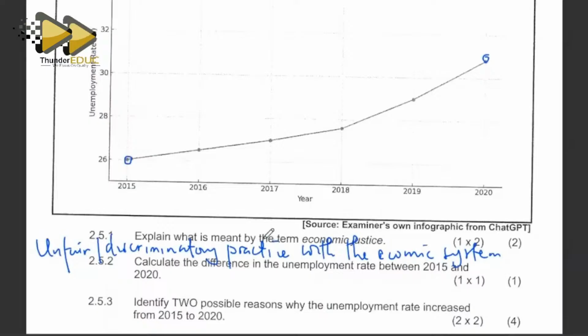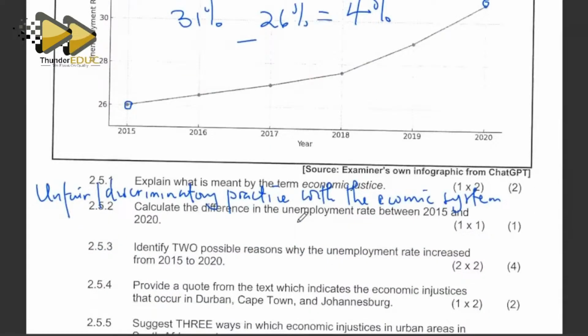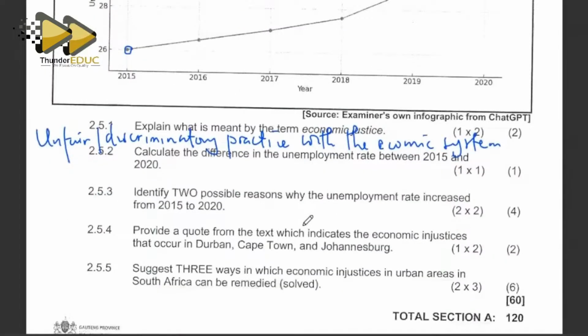So using those figures, we can say our unemployment was 31% in 2020 less 26, which gives us a difference of 4%. So that is the difference in the unemployment rate between 2020 and the year 2015.